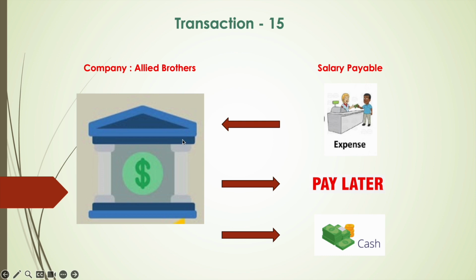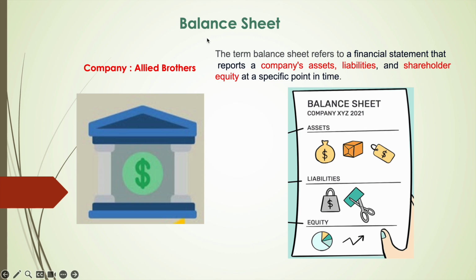Accrual accounting. In accrual accounting, expenses are recognized when they are incurred regardless of when cash is actually paid. This means that even if employees have not yet been paid, their earned wages are recorded as an expense and a liability in the company's financial records. Salary payable is an important aspect of a company's financial management as it represents an obligation that the company must fulfill. What is balance sheet?